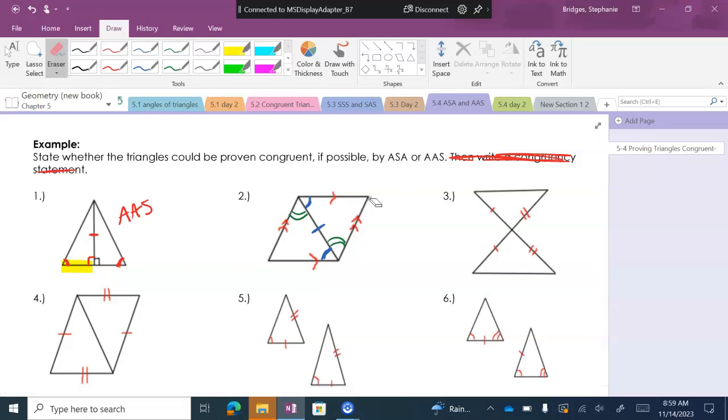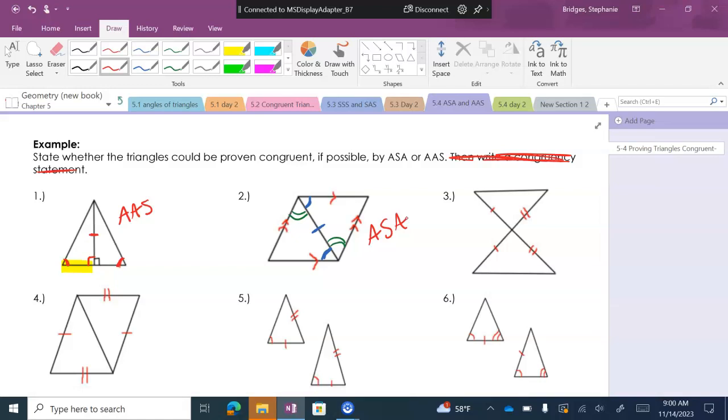So what would you think here? Side, side, side, side, angle, side, angle, or angle, angle, side? Angle, side, angle, because I have 2 congruent angles, and the side in between them is marked congruent. So these are going to be congruent because of angle, side, angle. That's probably the hardest one because people forget about the parallel lines and the alternate interior angles. You will see that picture again, so you need to make note of that and remember it.